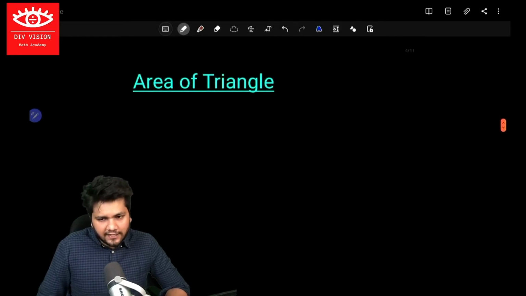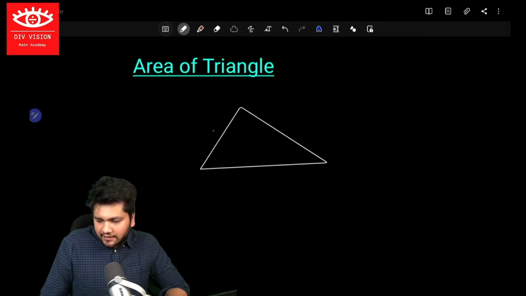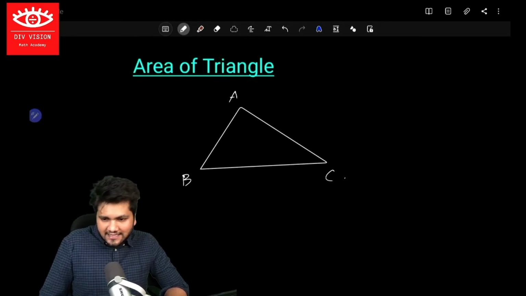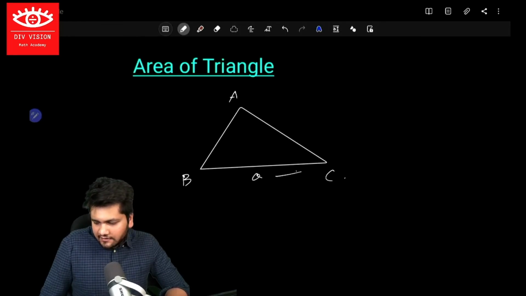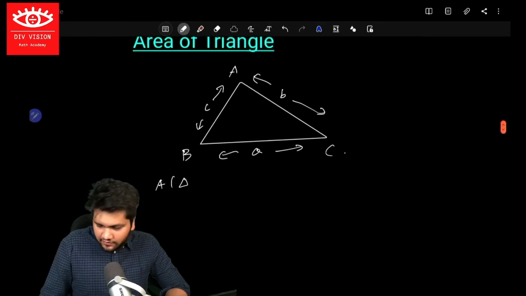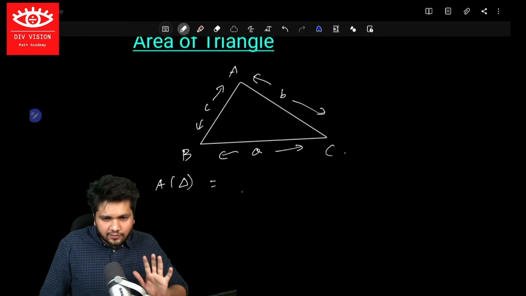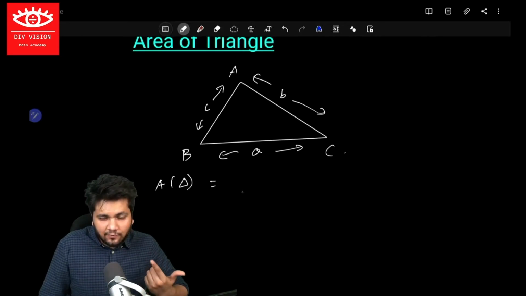Now, area of triangle. We can use trigonometry to find the area of a triangle. For example, if we have a triangle whose angles are A, B and C, and the side opposite to angle A is small a, the side opposite to angle B is small b, and the side opposite to angle C is small c, then the area of the triangle is going to be what? Again, I'm not going to give you the proof, but I'm going to give you the technique from which you can remember.